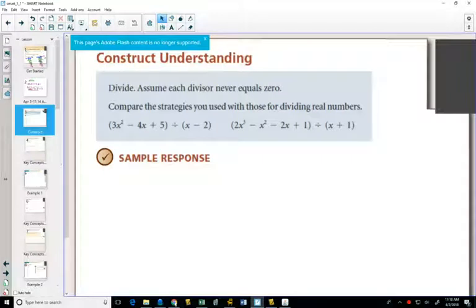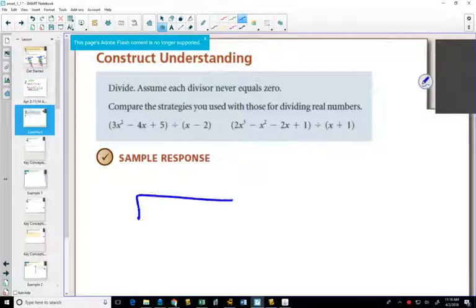Algebra. So here we have some polynomials. I have 3x squared minus 4x plus 5, and I want to divide it by x minus 2. If we use the same idea that we did for long division, I'm taking 3x squared minus 4x plus 5, and I want to divide it by x minus 2.